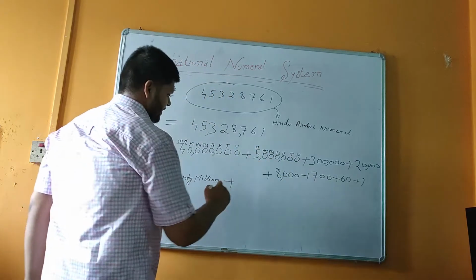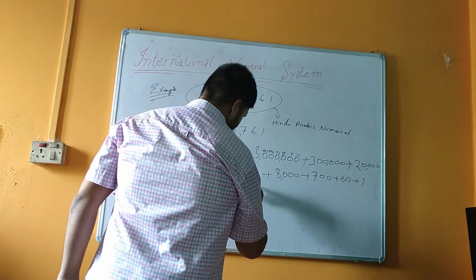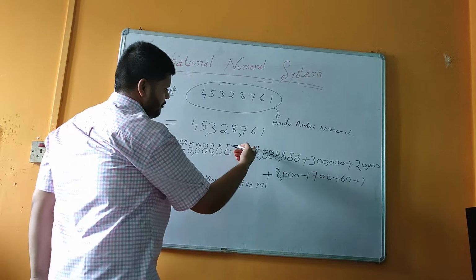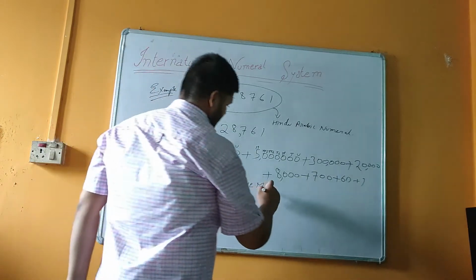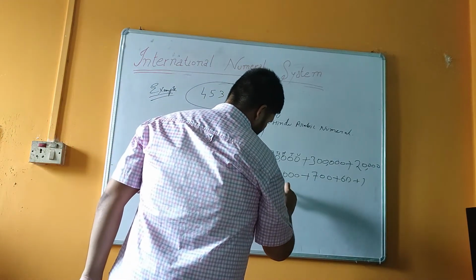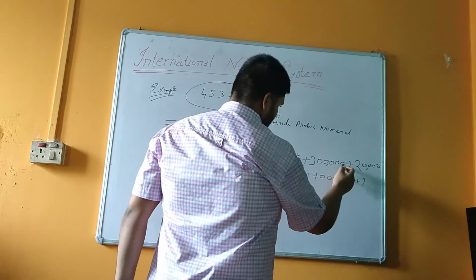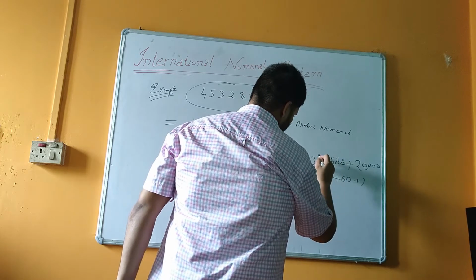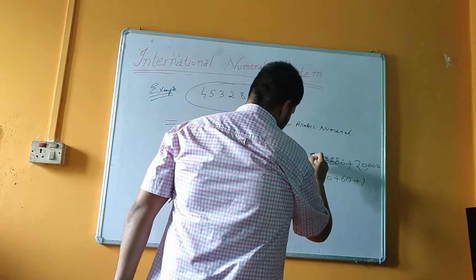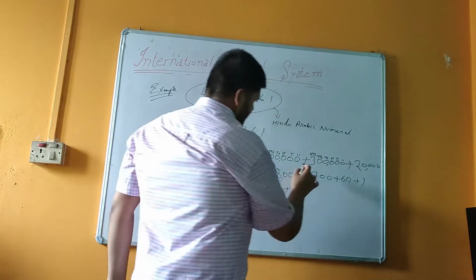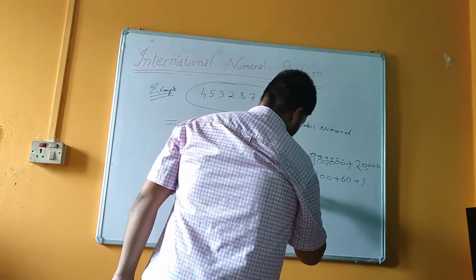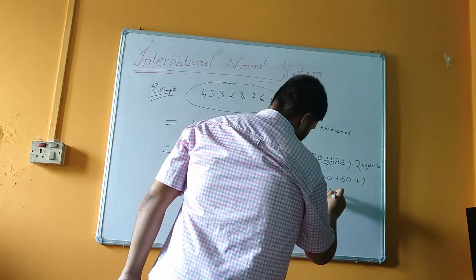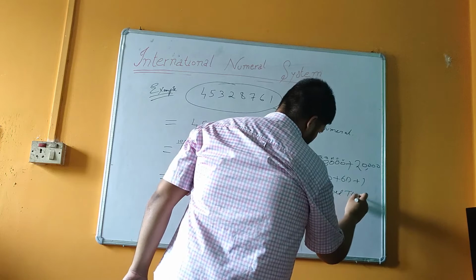So this is 5 million. This is just million. 1 million. 1 million into 5 is 5 million. Okay. And this one is unit, tens, 100, 1000, 10,000, 100,000. That means this is 300,000.